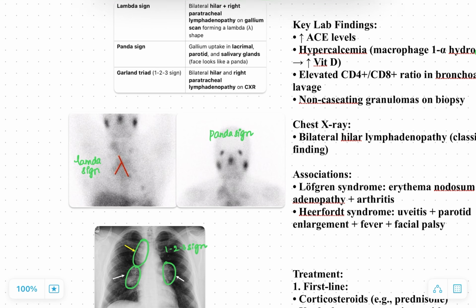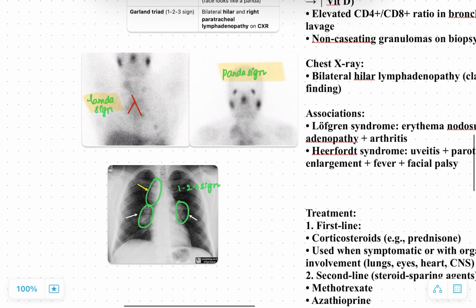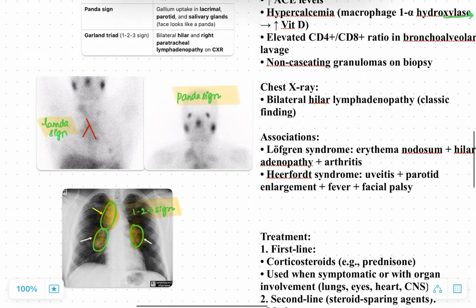These two are seen on the gallium uptake scan. Panda sign is gallium uptake in the lacrimal, parotid and salivary glands, showing this panda appearance. Lambda sign is bilateral hilar lymphadenopathy plus paratracheal lymphadenopathy. And if it is seen on the X-ray, it is called the 1-2-3 sign. This is paratracheal, and these two are bilateral hilar lymphadenopathy, also called Garland sign or 1-2-3 sign.